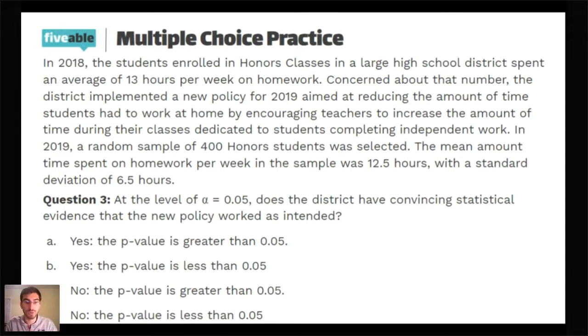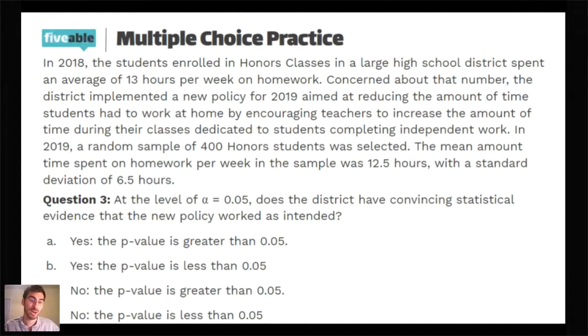Kind of like when you did z-scores way back in the day, you do an individual number minus the mean. Well, the mean of the whole population supposedly is 13. So I will go 12.5 minus 13. That's going to be my numerator. And then the denominator is the standard error.